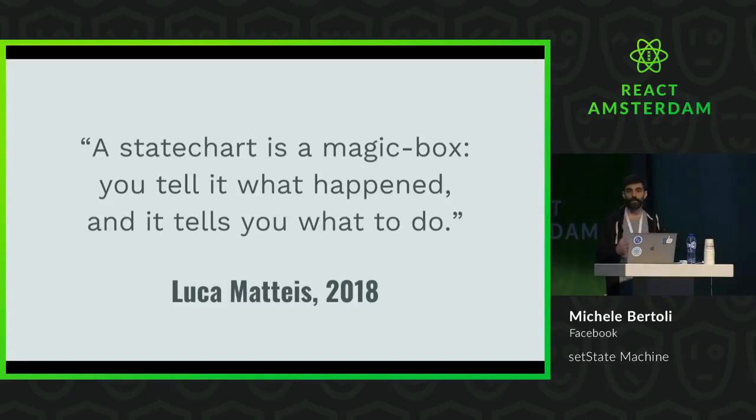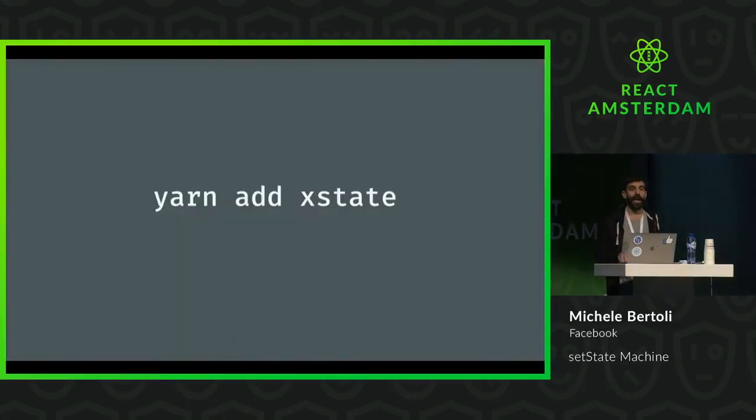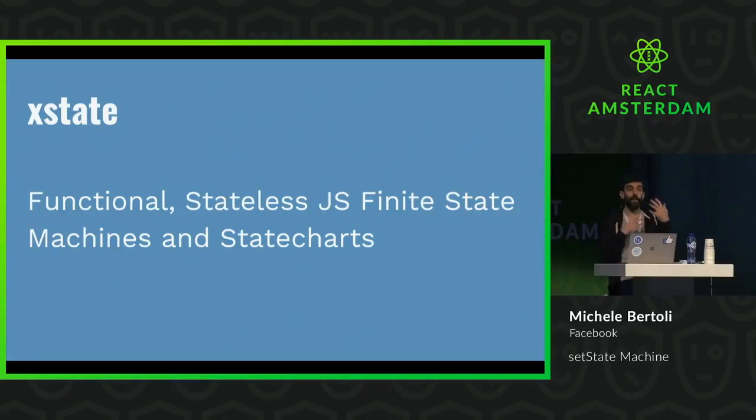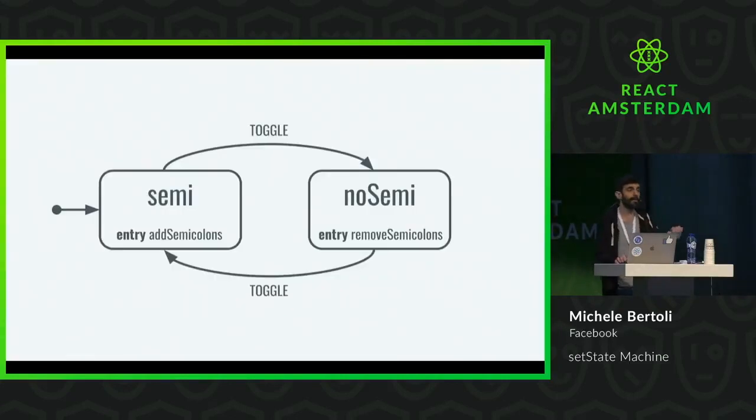But now I've talked for almost 20 minutes about theoretical stuff. You want to see some code, right? So let's do it. You first install XState. XState is an awesome library to design state machines and state charts with JavaScript. It's also functional and stateless. And we're going to build this machine, the prettier machine.